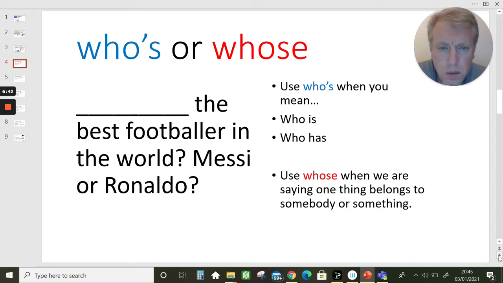Well, what do I need to think? What does it mean? Who's the best footballer in the world? Does it mean who is the best footballer in the world? Or who has the best footballer in the world? Or who's belonging to the best footballer in the world? It means who is the best footballer in the world.